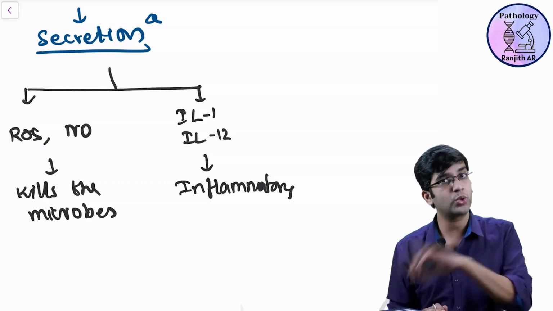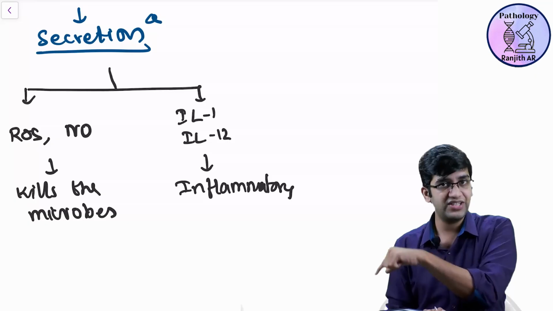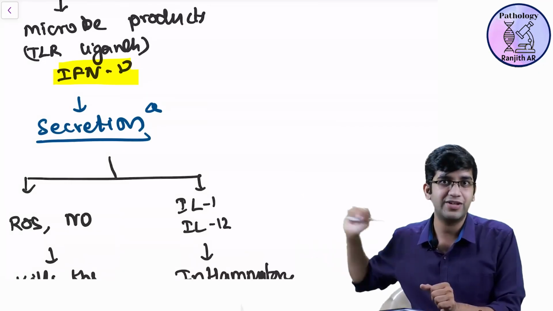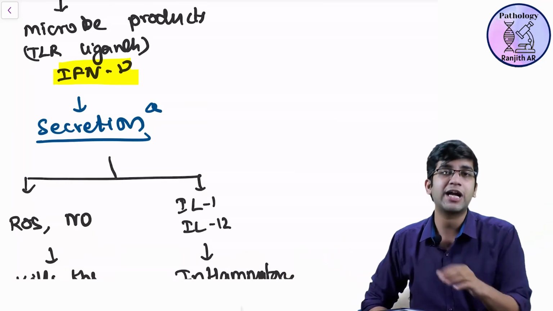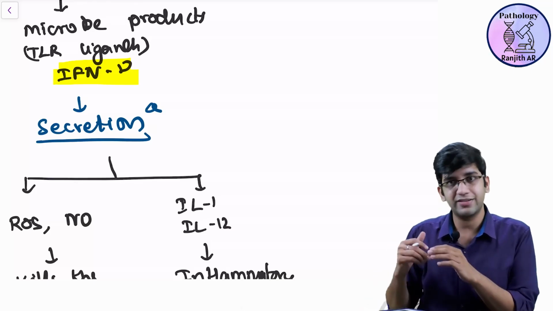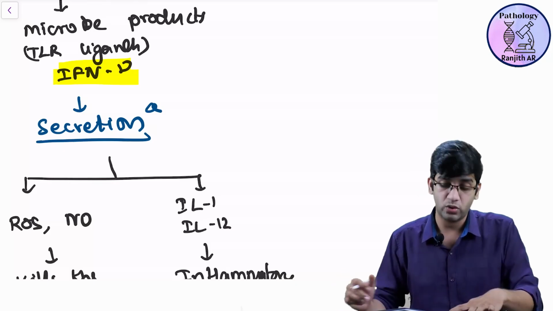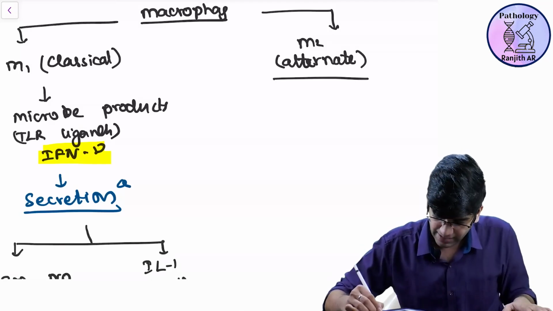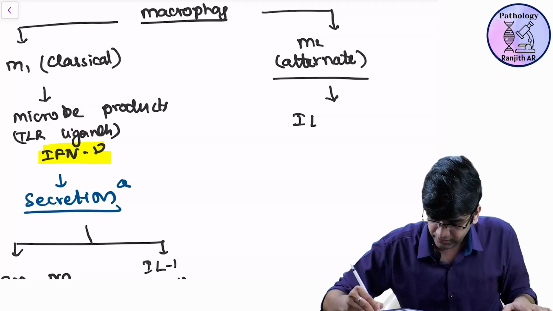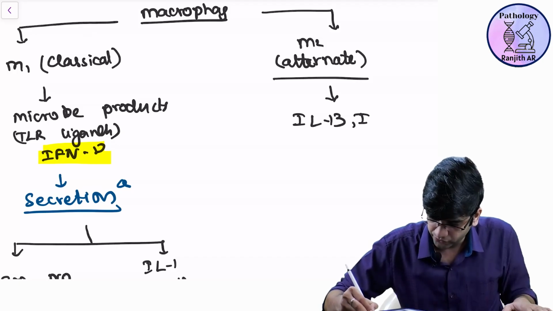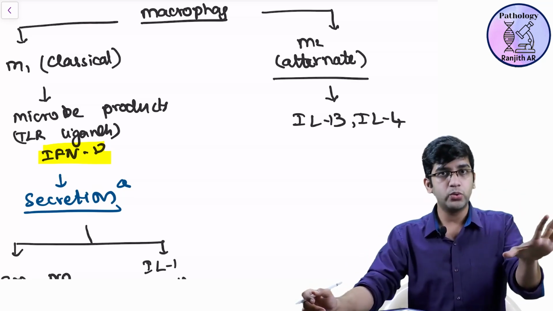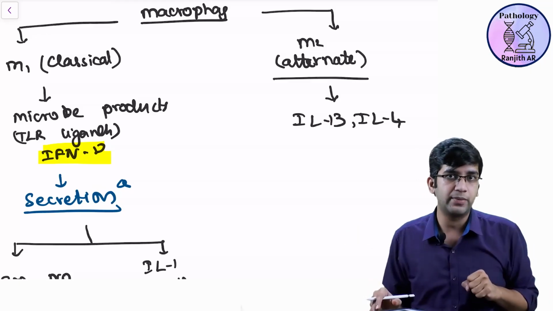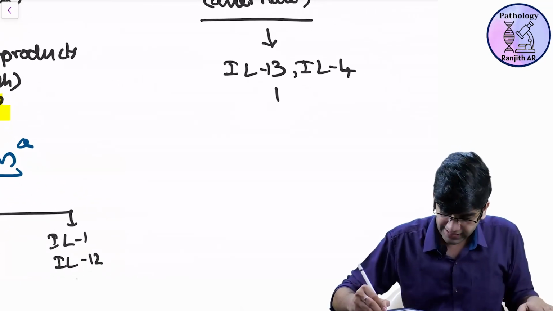M2 is not. M2 has a totally different role. Whatever we are going to see next is because of this M1 activated macrophage. That's the reason I said interferon is very important. Everything is based on the M1 activated macrophage only. So how does a macrophage get activated to the M2 type, and what is the exact function of the M2 activated macrophage? M2, or alternate activation, happens when you have interleukin 13 and interleukin 4. When any cell secretes interleukin 4 and 13, a macrophage becomes an alternatively activated macrophage.